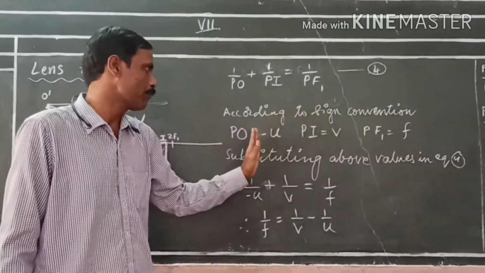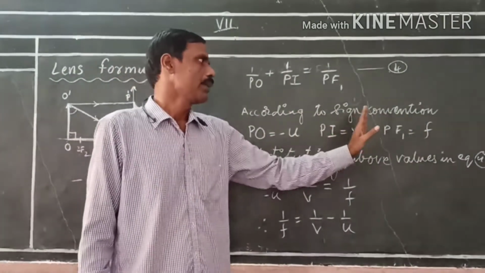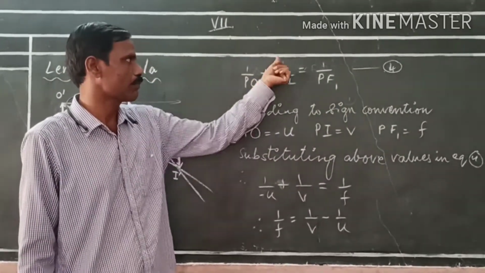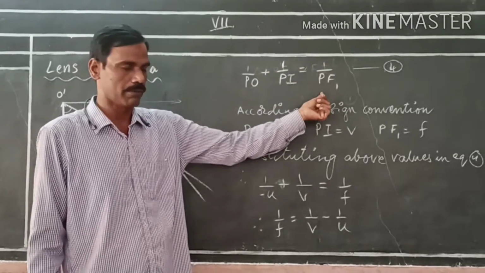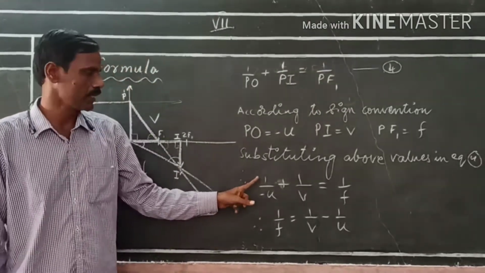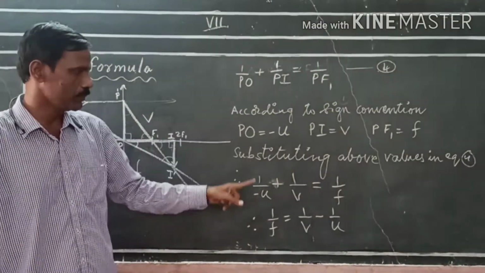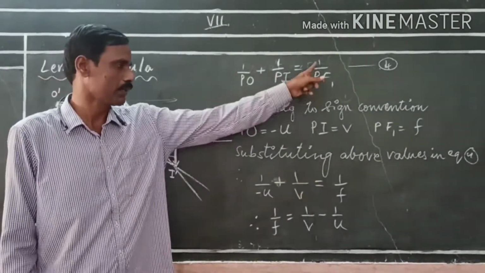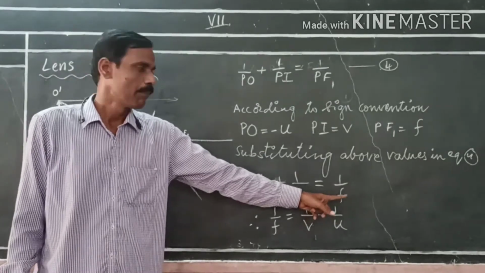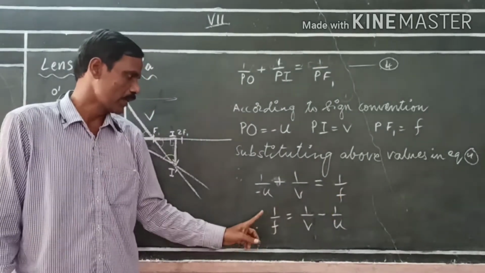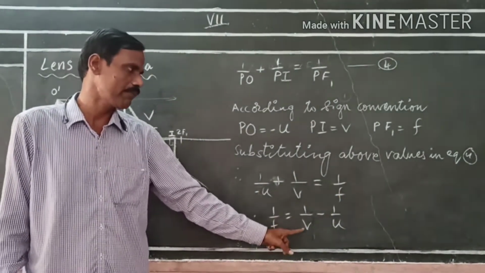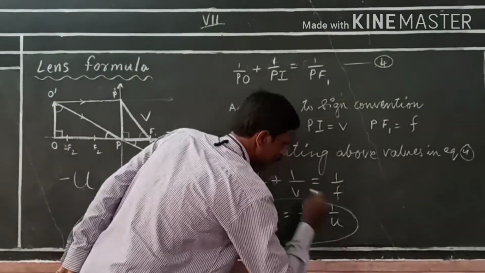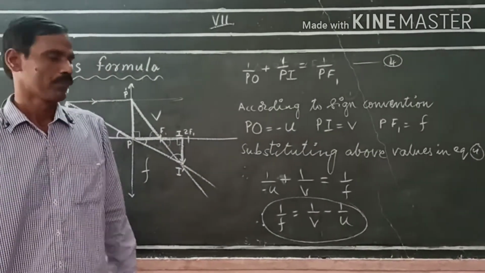By substituting PO, PI, PF1 in the above equation, that is 1 by PO plus 1 by PI is equal to 1 by PF1, we get this equation, that is 1 by minus U plus 1 by V is equal to 1 by F. By rearranging these, we get 1 by F is equal to 1 by V minus 1 by U. This formula is known as lens formula.